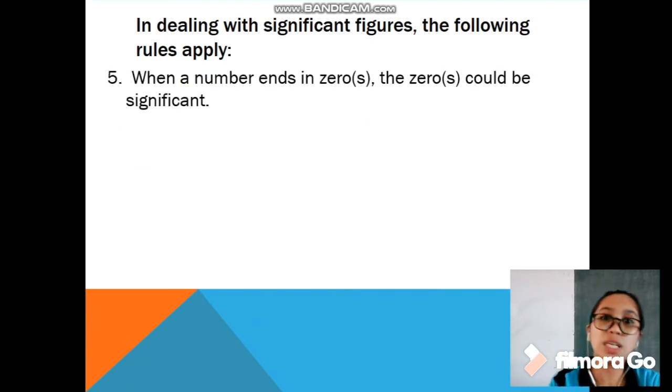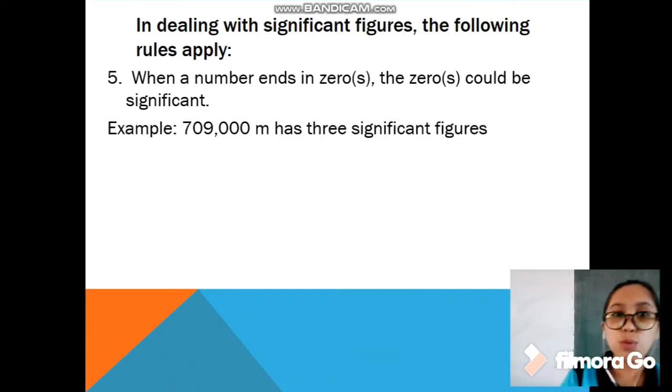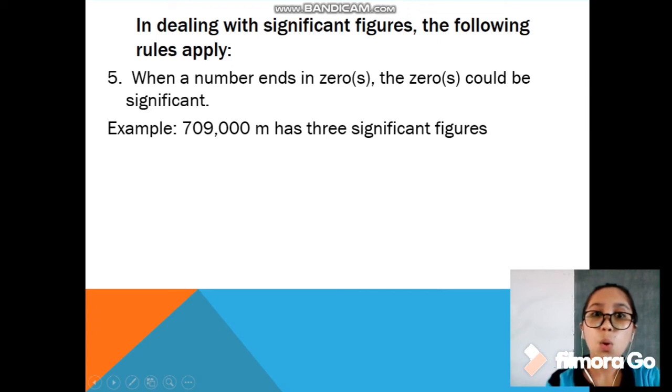Next, last rule. When a number ends in zeros, the zeros could be significant or could not be significant. So in this case, we have here terminal zeros. It is not right after the decimal point. These three zeros have no non-zero digit after them. So meaning these 3 zeros in the end are not significant. So therefore, there are only 3 significant figures.